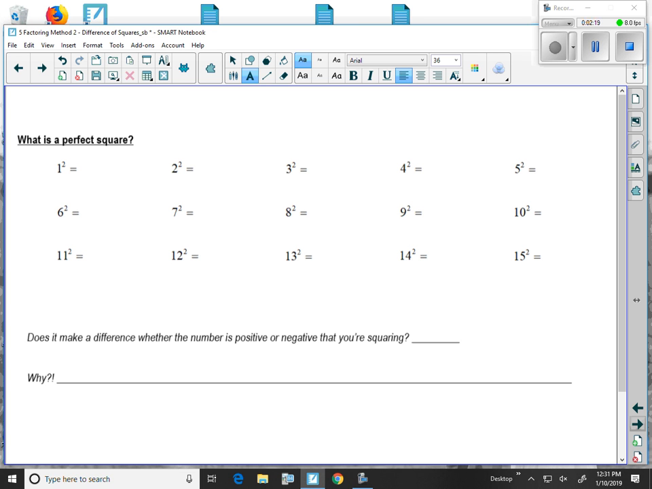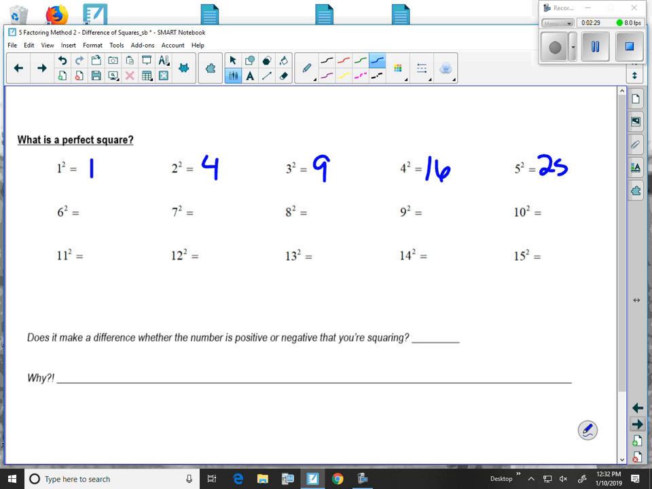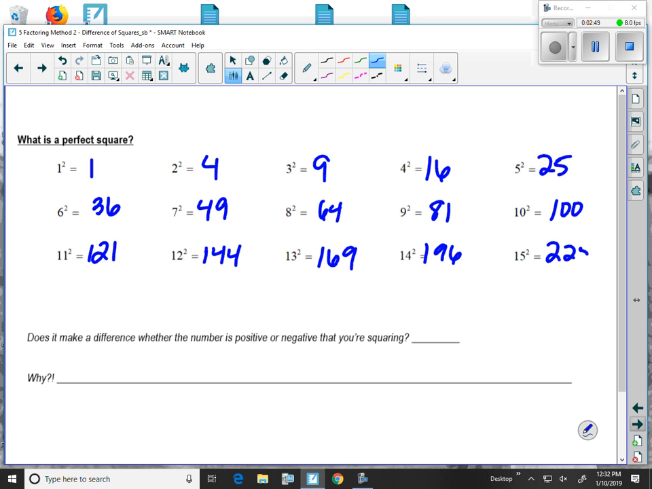Does anybody know the perfect squares? What's 1 squared? 1. 2 squared, 4. 3 squared, 9. 25. 36. 49. 64. 81. 100. 121. 144. 169. 196. Okay, so those are the perfect squares.